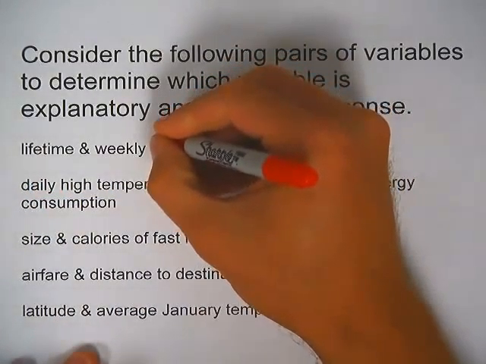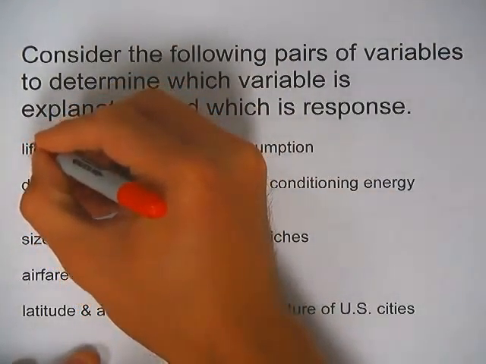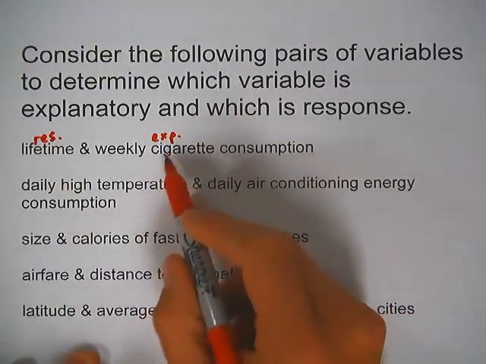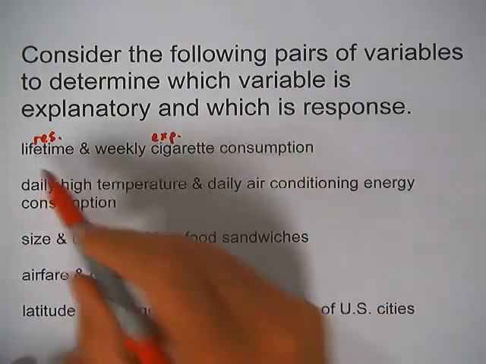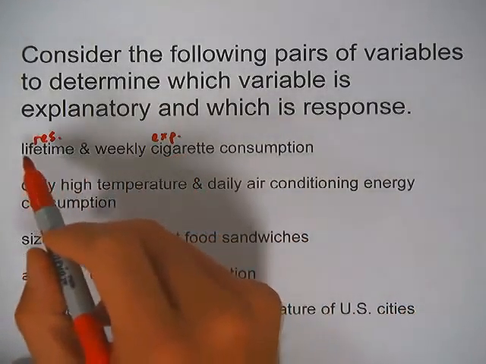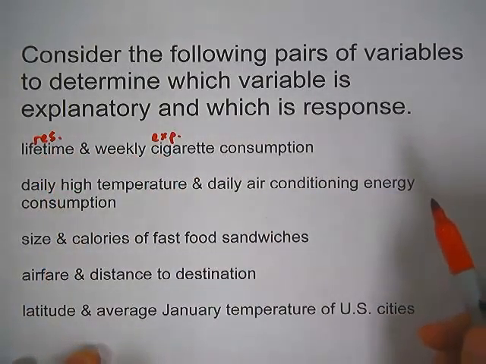So here my weekly cigarette consumption is the explanatory variable, lifetime is the response variable. So I'm going to use EXP for explanatory and RES for response. So again, cigarettes cause a change in lifetime or explain a change in lifetime.